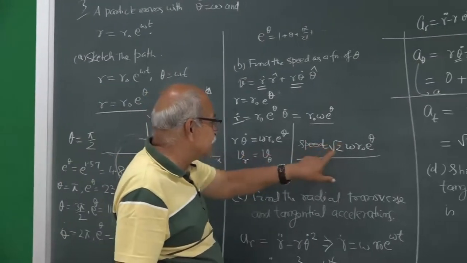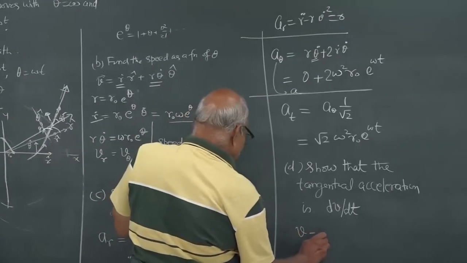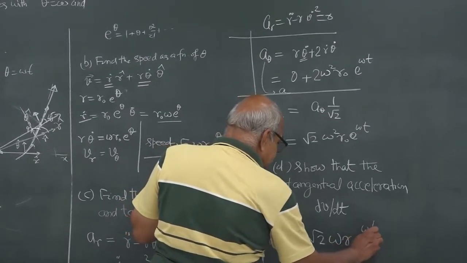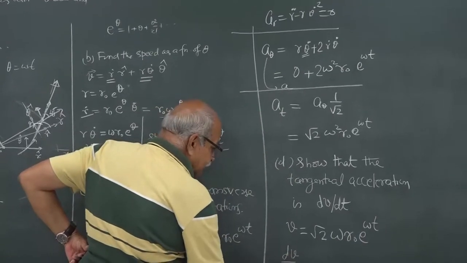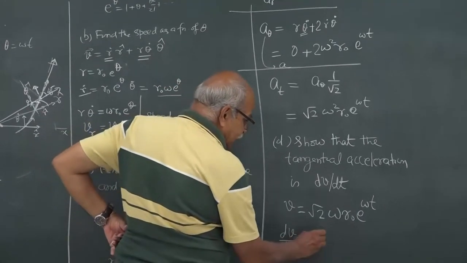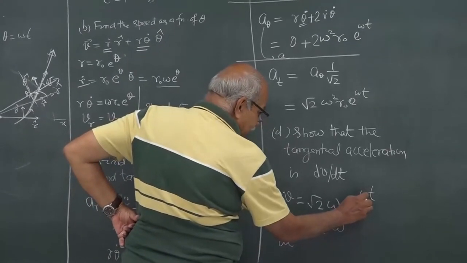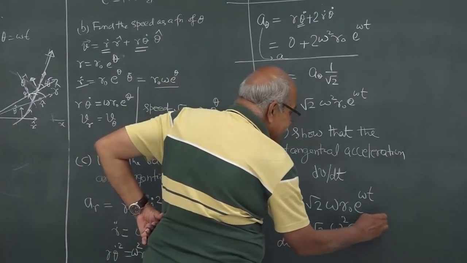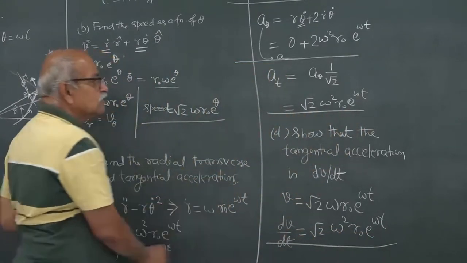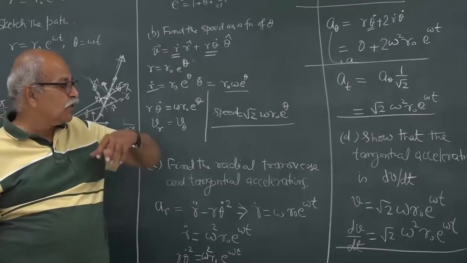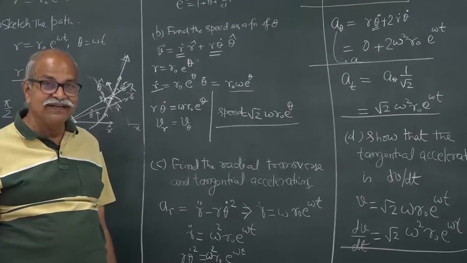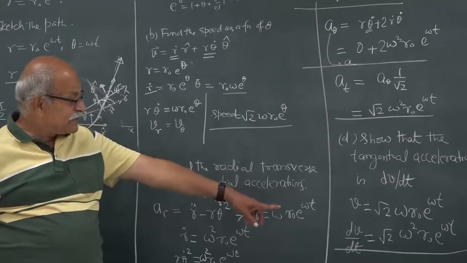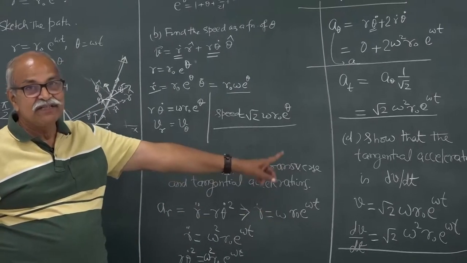Here is the speed. So v is equal to square root of 2 omega r naught e to the power omega t. So dv dt, the rate of change of speed, has square root 2 here, omega here, and one more omega comes from the differentiation. So omega square here, r naught here, and e power omega t here, and you match. So even if the path is not circular, the component of acceleration along the tangent is given by dv dt, the rate of change of speed.